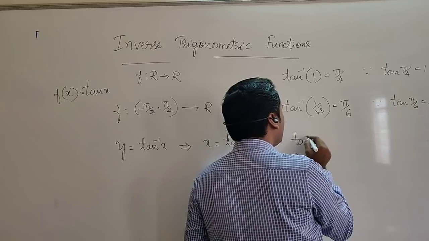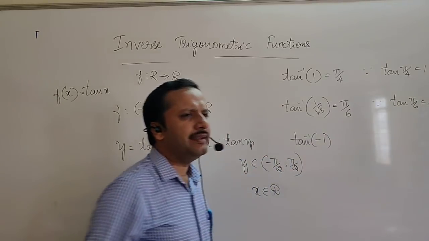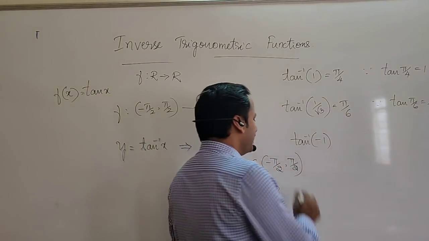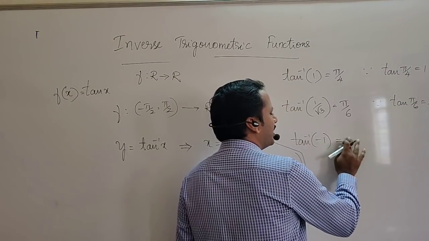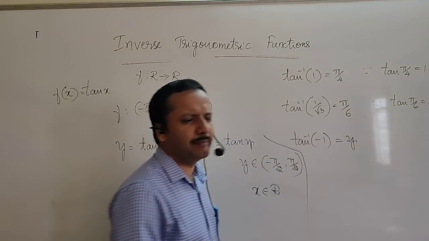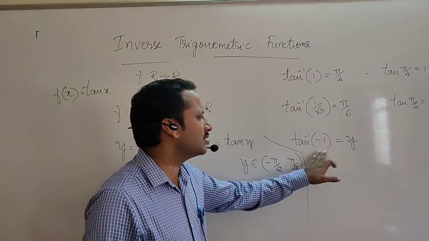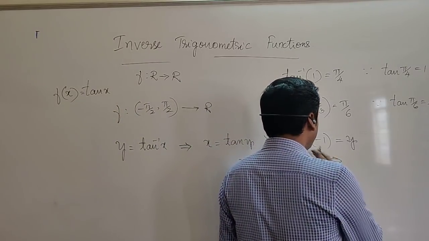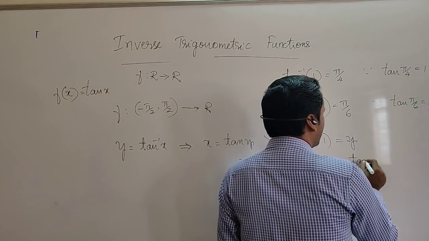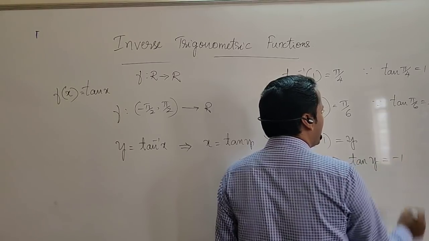Then what about tan inverse of minus 1? Let us say we don't know that value. What do we do? We will take tan inverse of minus 1 and let it be equal to some number, let me say y. Tan inverse of minus 1 is equal to y. Then according to the definition, we can write tan y is equal to minus 1.